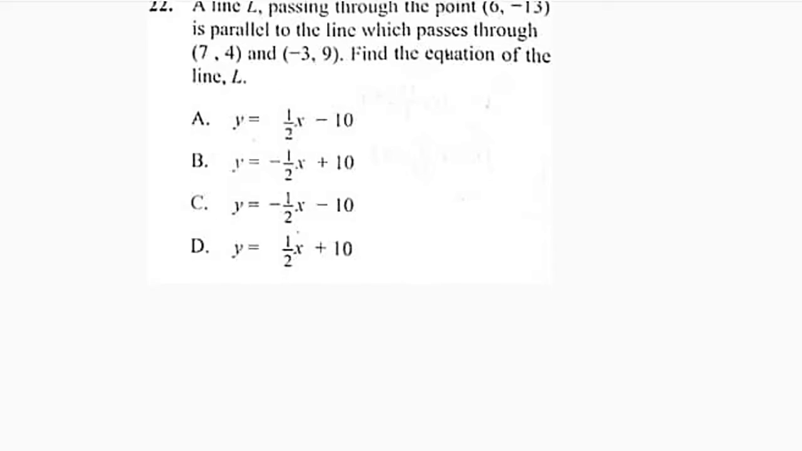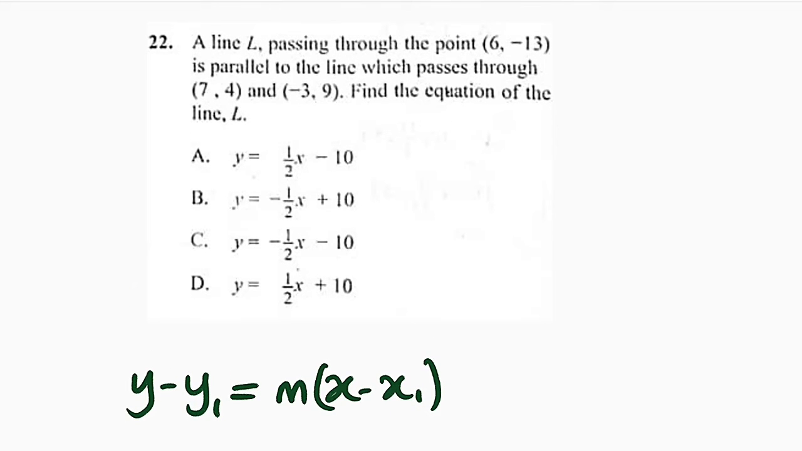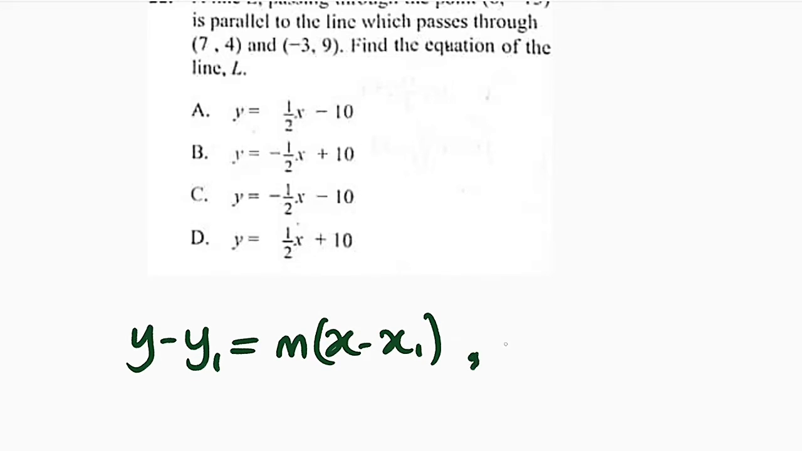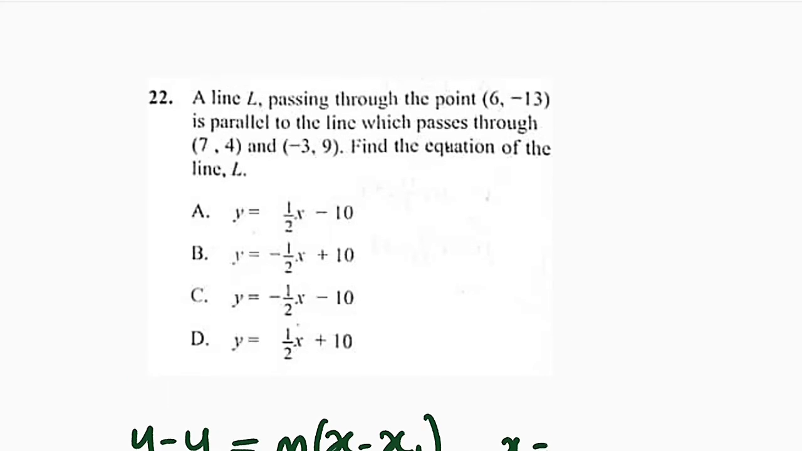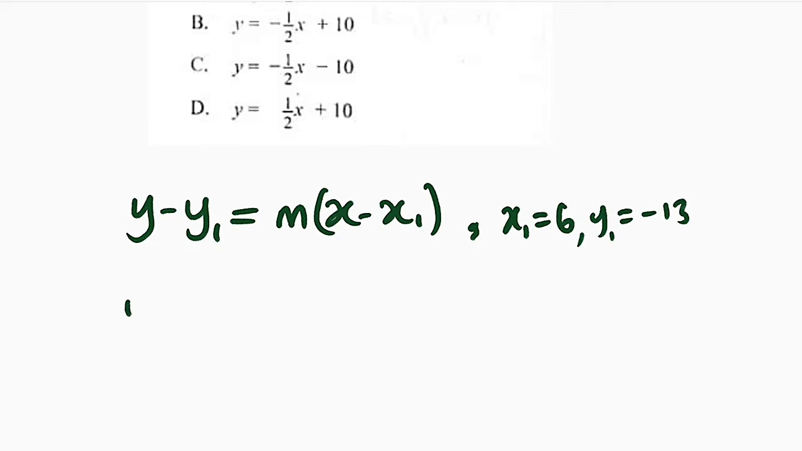So now let us write the equation of this line in point slope form, which is y minus y1 equal to m(x minus x1). And since this line passes through this point, 6 stands for x coordinate and -13 stands for y coordinate. And hence, we can say that our x1 is equal to 6 from that point, and y1 equal to -13. So we can plug them back here. We have y minus y1, which is -13, equal to m(x minus x1), which is 6.